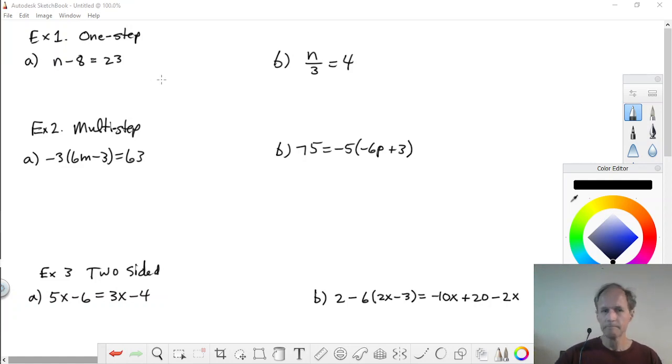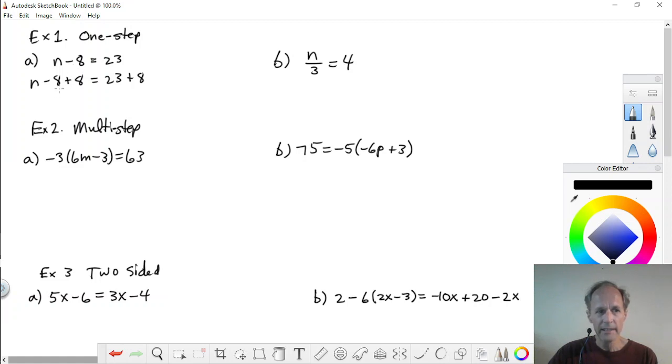So these first ones we call one-step equations. They're fairly simple. One step and you've got it. First one, all you have to do is add 8 to both sides, right? So I'm going to go ahead and write that out, simply adding 8 to the left side, 23 plus 8 on the right. All we did was add 8 to both sides. We do that, of course, because we had a negative 8 there, right? We want to get n by itself, and this is how we do it.